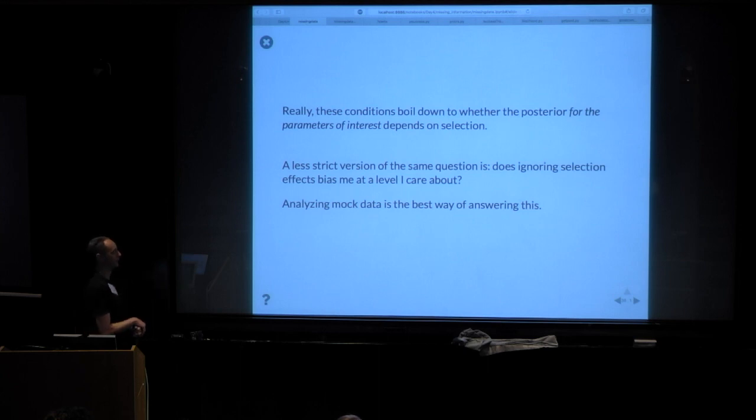There's a less mathematically strict version of the same question, which is now the one in your minds, which is, okay, maybe ignoring selection isn't exactly right, but is it wrong enough that I have to care about it? And that isn't something that I can answer necessarily. But again, you can go through the procedure of mocking up a data set that has the selection you think is there, and then analyzing it in a way that doesn't account for that. And if you are biased by 0.1 of your final error bar at the end, then go ahead and write the paper and publish because nobody cares. And if you're wrong by 1 error bar or 10, then you probably should do a little bit more work.